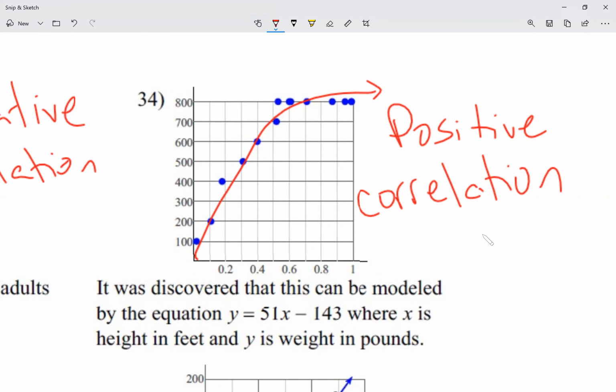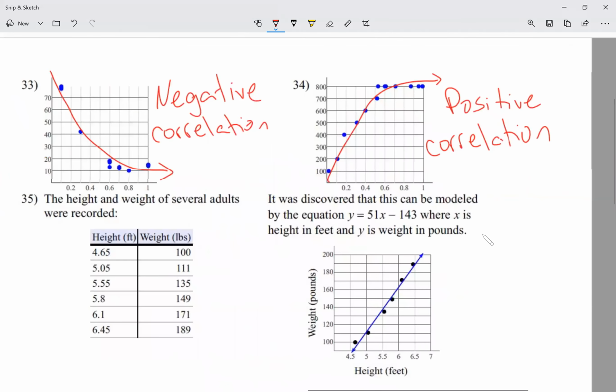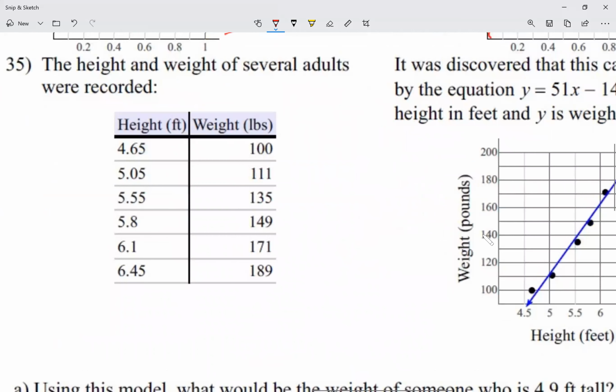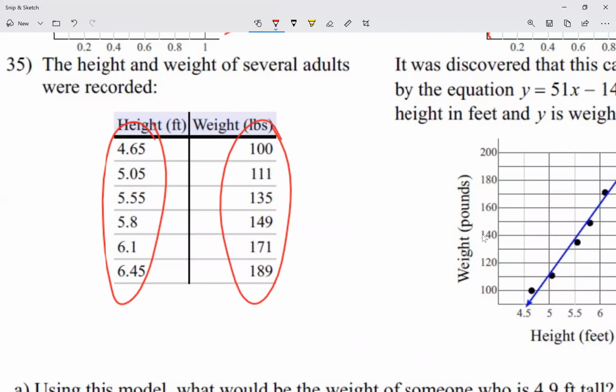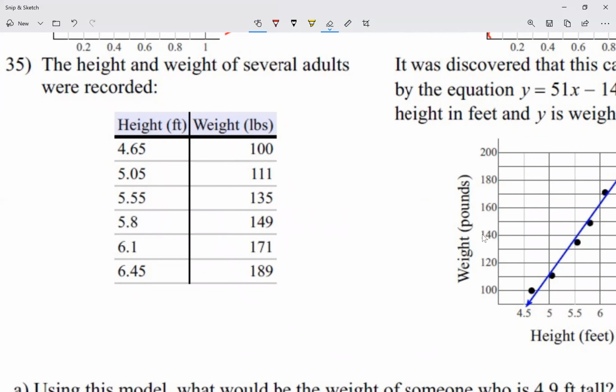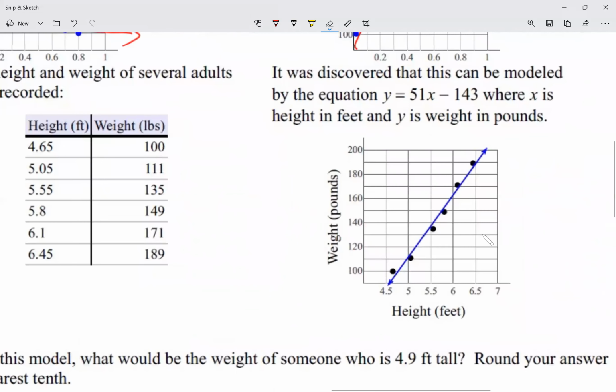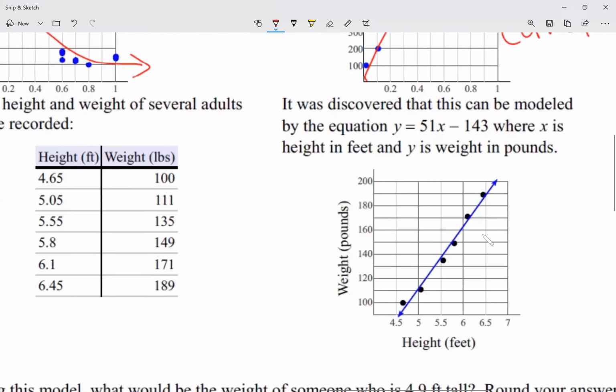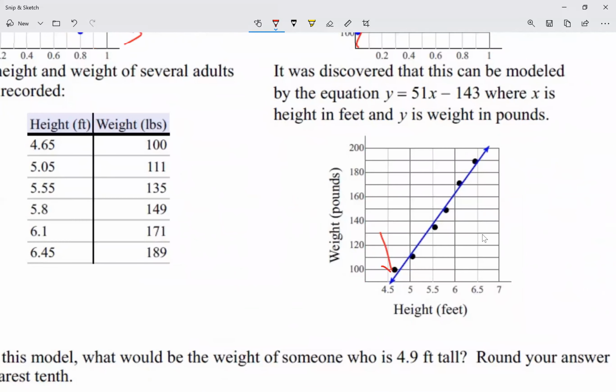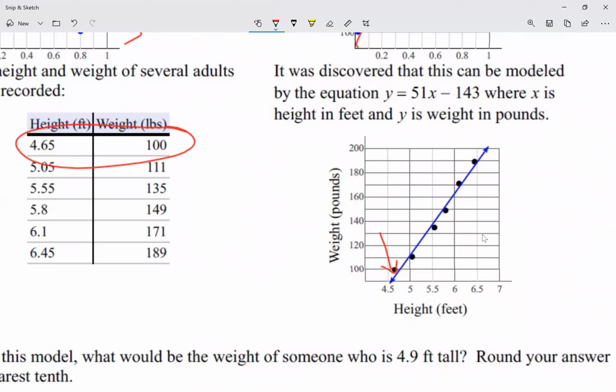Question number 35 as well. Here we have some information, right? The height and weight of several adults were recorded. I have the height of certain people. I have the information here. I have the weight of certain people. So I have a table with information. Not only that, but I also plot the points in. If you notice this point, that is this point. The height of it is 4.65 and the weight is 100.